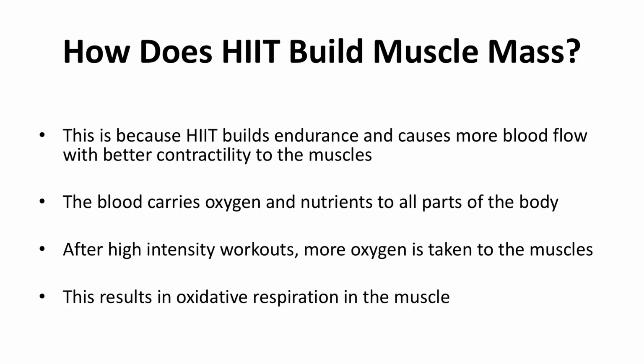How does HIIT build muscle mass? HIIT is also responsible for building muscle mass. This is because HIIT builds endurance and causes more blood flow with better contractility to the muscles. The blood carries oxygen and nutrients to all parts of the body. After high-intensity workouts, more oxygen is taken to the muscles. This results in oxidative respiration in the muscle.